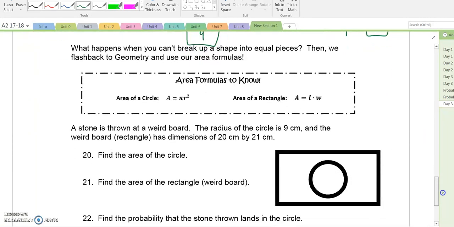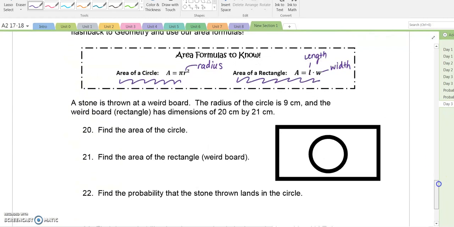All right, last example. This is the really important part of geometric probability. What happens when you can't break up a shape into equal pieces? Then we have to flash back to geometry and use our area formulas. These are the 2 key formulas that you'd have to know. A circle is pi r squared, where r is the radius. And a rectangle is length times width.